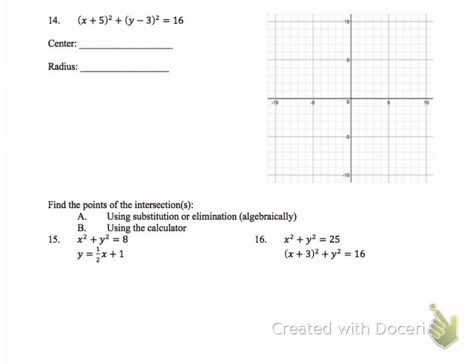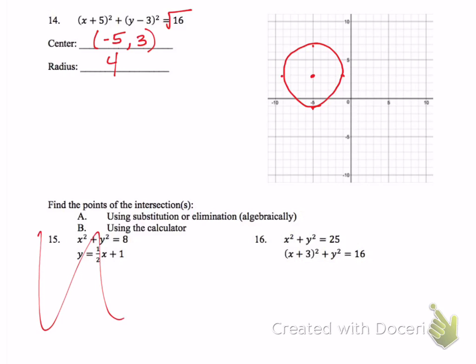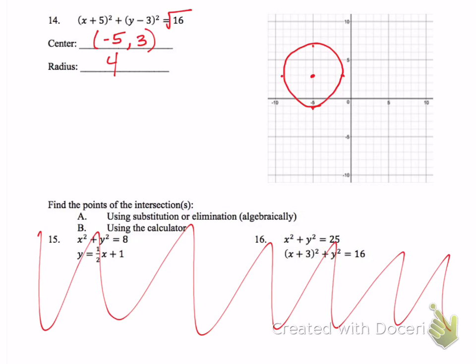Okay, so this one has a center where? -5, 3, and a radius of 4. So I plot that, and I go left 4, right 4, up 4, down 4. And I graph. And then we are skipping 15 through 18. We will get to that in 9.7, which is at the end of the chapter.